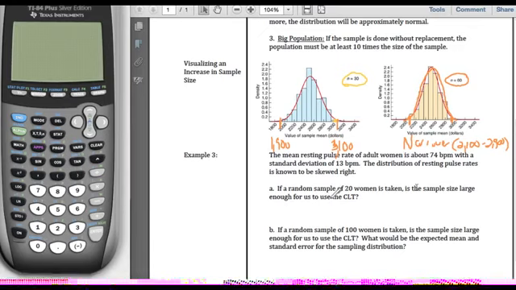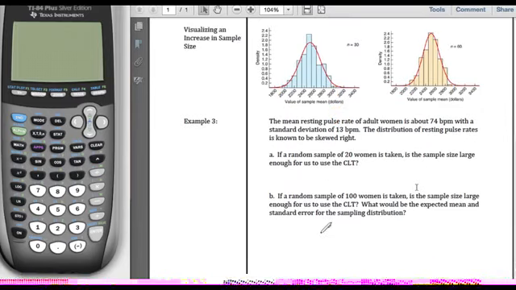Example 3, we apply the central limit theorem and take this a step further. It says the mean resting pulse rate of adult women is about 74 beats per minute with a standard deviation of 13 beats per minute. The distribution of resting pulse rates is known to be skew right. This 74 beats per minute is my mu. It says the mean resting pulse rate of adult women. It's not from a sample, but this is assumed to be about all adult women. And this standard deviation of 13 beats per minute is going to be sigma. It's assumed to be about the population.